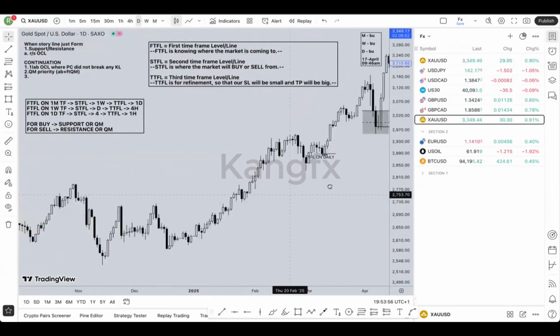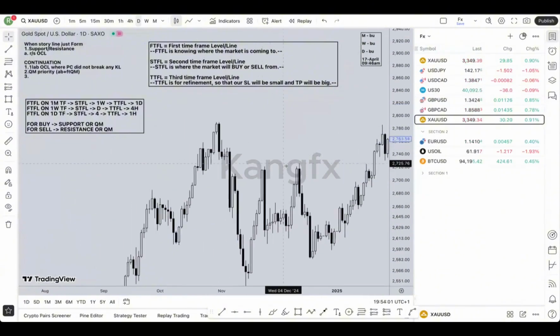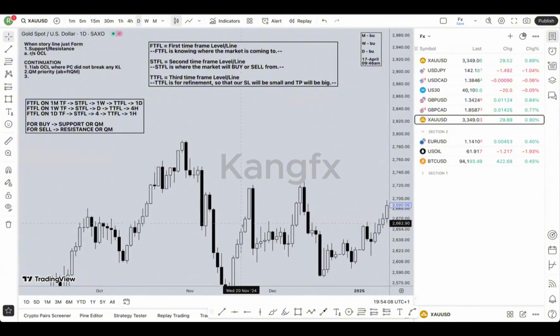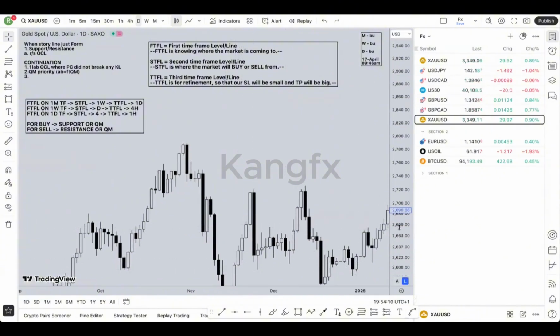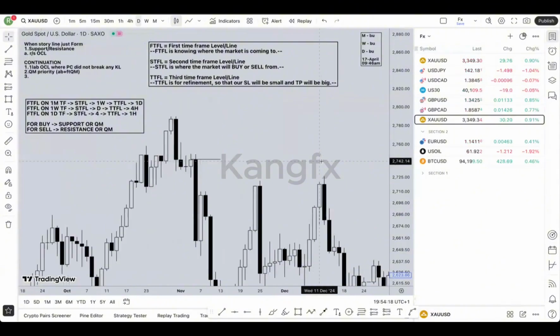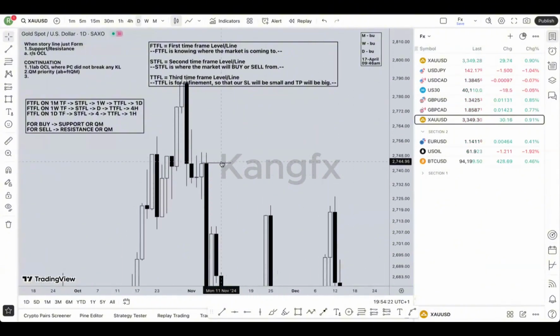Now we have this one here. Now let's say this storyline was set and we have this resistance to contend with. So if I mark here as my, remember this is daily time frame. If I mark here as my FTFL, that's the first time frame, mark this place as my FTFL.